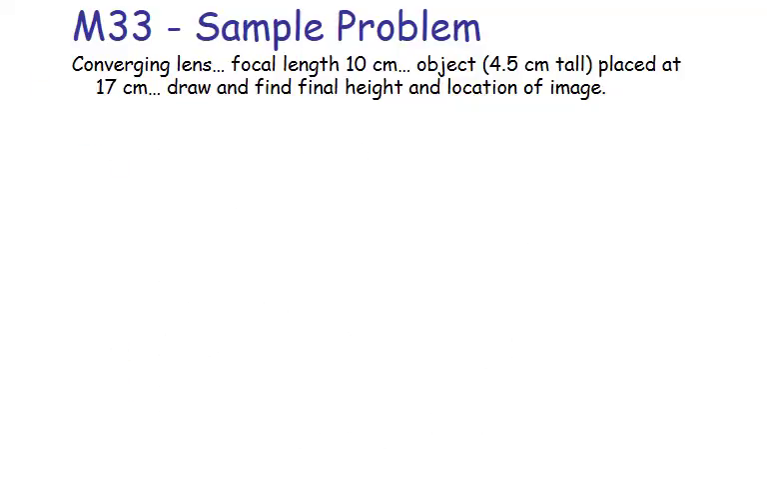All right, so let's try this one here. This is a converging lens, focal length 10 centimeters, objects 4.5 centimeters tall, placed 17 centimeters from the lens, and we want to draw and then calculate the final height and location of the image. So yeah, go ahead and pause the clip and try this one on M33, and when you're ready to check, you can hit play to continue.